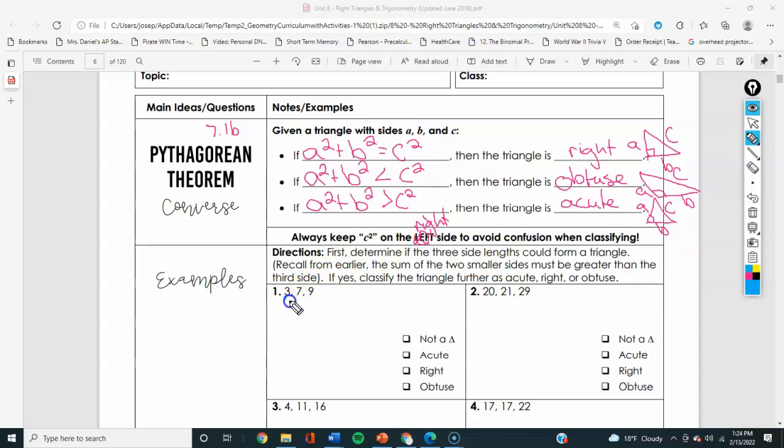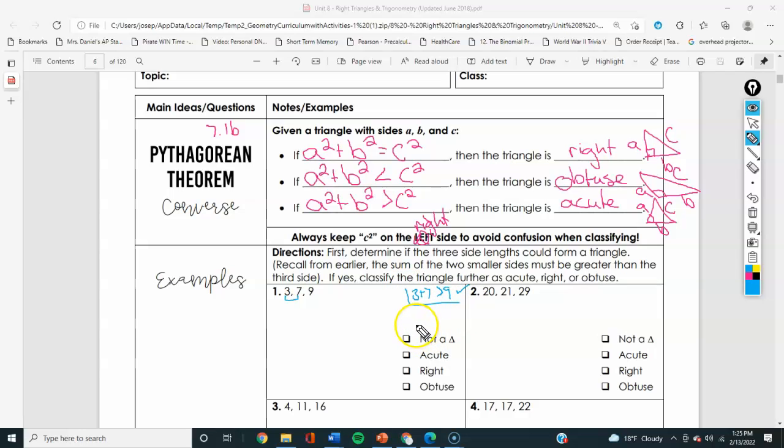Alright, let's take a look at this one. So first thing I gotta do is check to see if it's a triangle, because that's an option. To check if it's a triangle, the sum of my two smaller sides has to be greater than the third side. So is 3 plus 7 bigger than 9? Is 3 plus 7 bigger than 9? It is. So it's definitely a triangle.